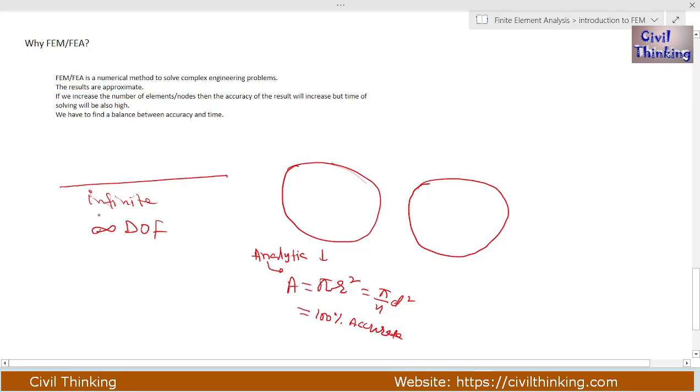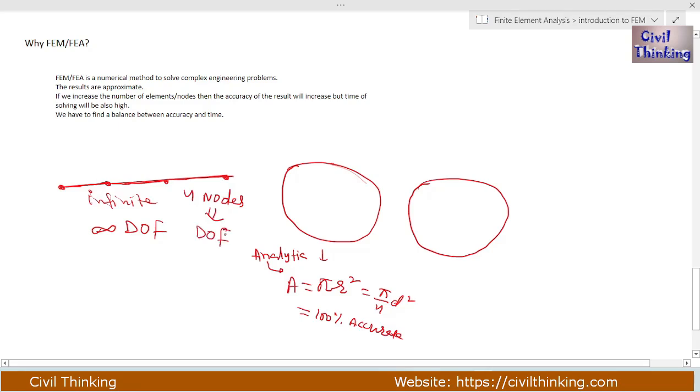But what we do in finite element method, numerical methods, we divide this. For example, this is element 1, then this is element 2, and this is element 3. Now let's count the number of points. So the number of points are what? 1, 2, 3 and 4. You see, we have only 4 points now. Since we have only 4 points, 4 nodes, we have finite degrees of freedom.